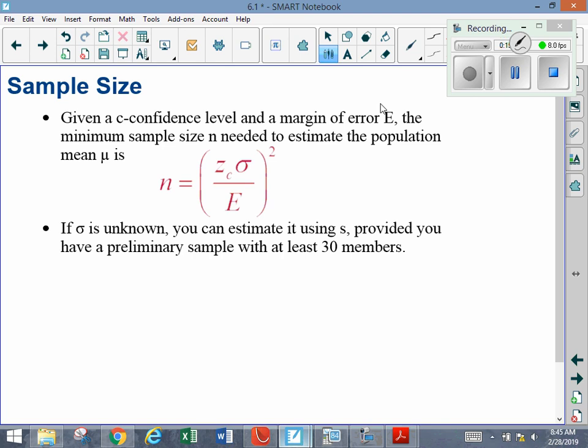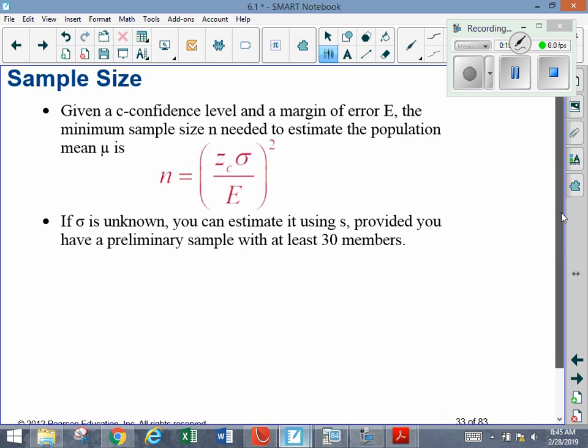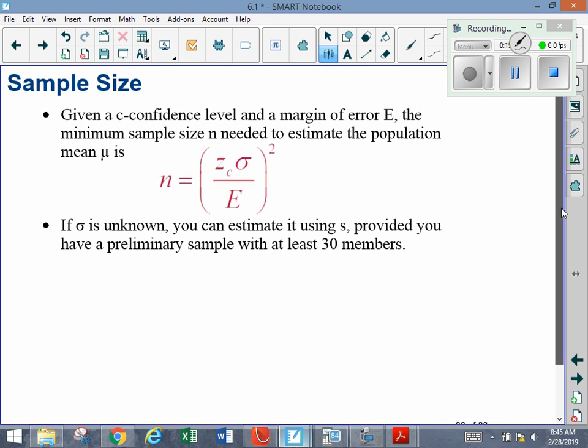We're going to have to solve in order to find n, our sample size required to get a certain margin of error. And we're going to use this formula.